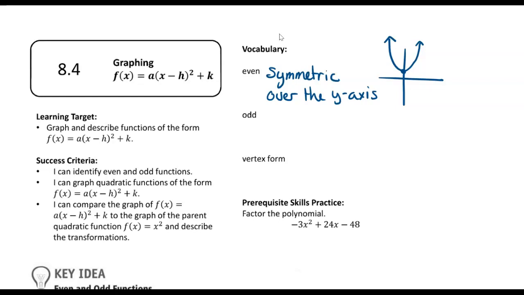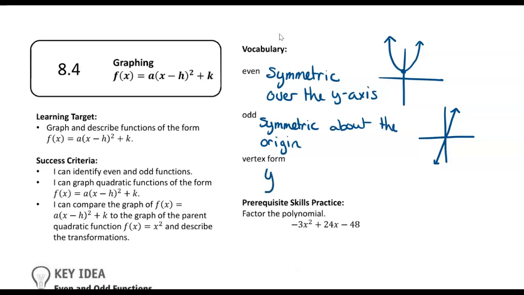So then an odd function is, it's kind of funky, symmetric about the origin, which means actually over the x and y-axis. So it's reflected twice, once over the x-axis, once over the y-axis. Or it's rotated 180 degrees. So what that looks like is, if you have a line going through the origin and you rotated this line 180 degrees, it would be on top of itself again. So it is symmetric about the origin.